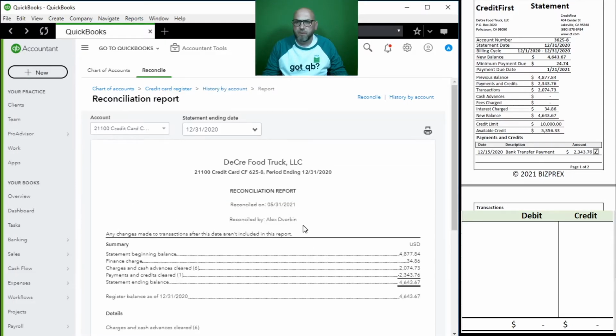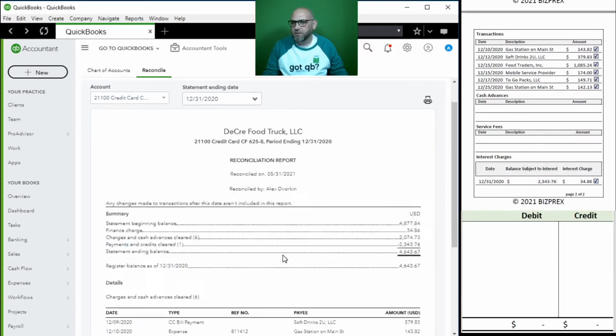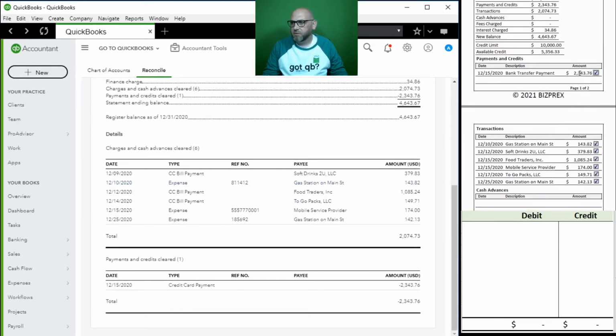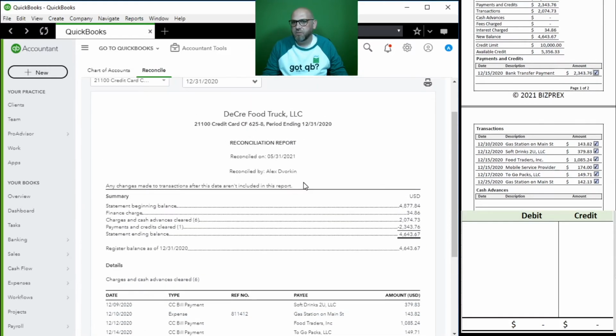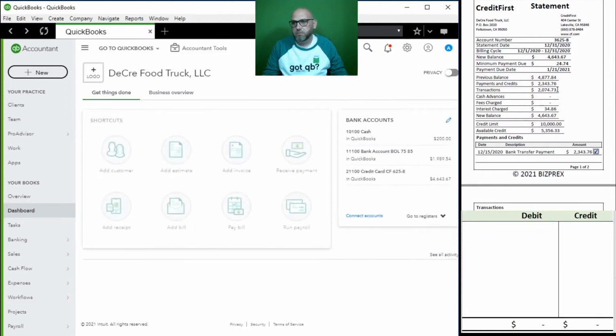All right, we're just going to go to our summary. Credit card. Okay, here it is. Our December, even though the date is off. We're doing the simulation at a different date than the date of the simulation, but that's okay. Anyway, let's double check. Everything is there. Our finance charge is right here. Our payment is right here. Our transactions are right here. All good. Register balance, all good. We would print it, attach it to this statement, and we're good to go.